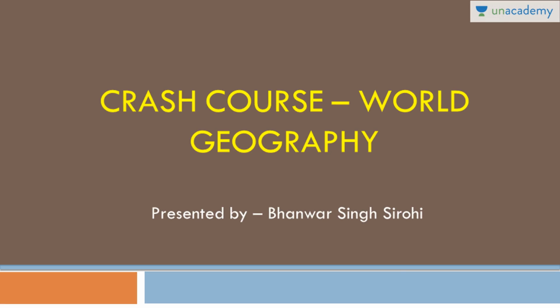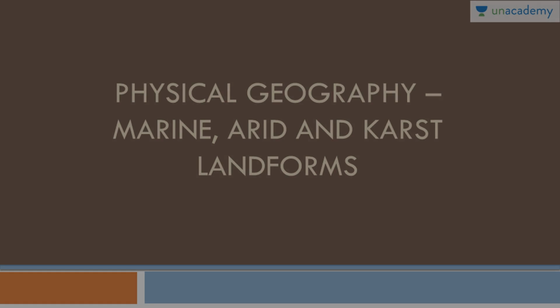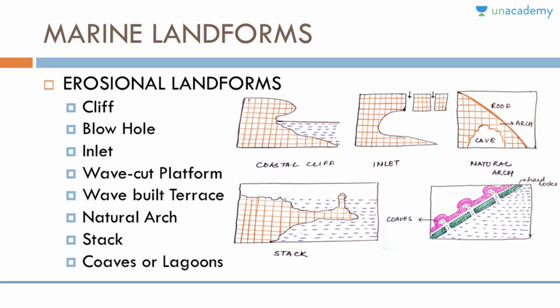Hello everyone, my name is Bhanwar Singh and I welcome you all to the crash course on World Geography. The topic of this lesson has been chosen from physical geography, and we shall study the marine, arid and karst landforms in this lesson. In the oceanic region, the rate of erosion depends upon the velocity and length of waves, types of rocks, time and instruments of erosion and slope of the coast. The sea waves carry out erosional work that creates a number of landforms.